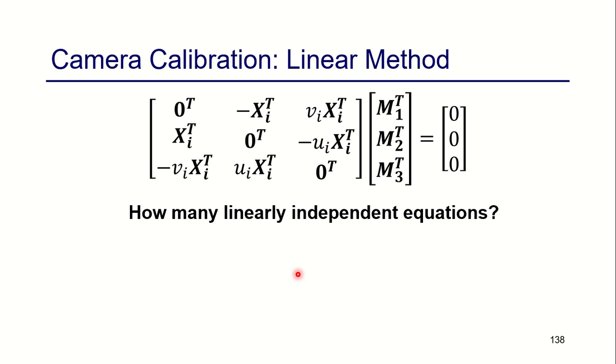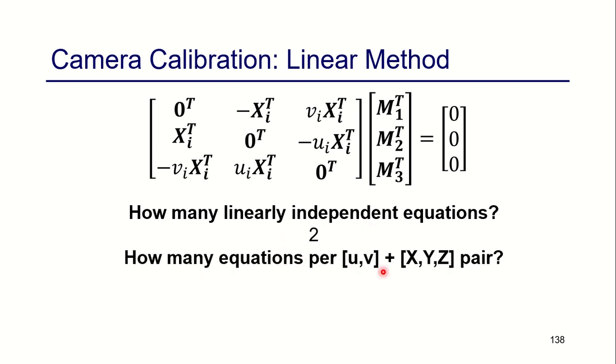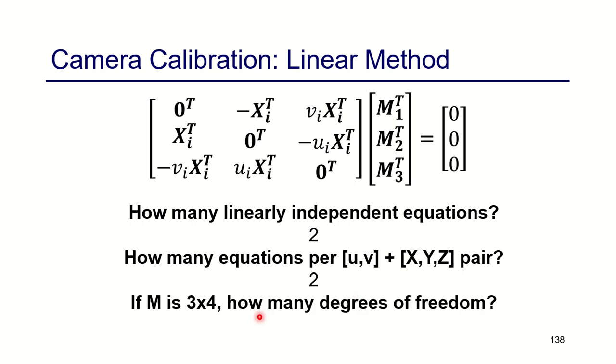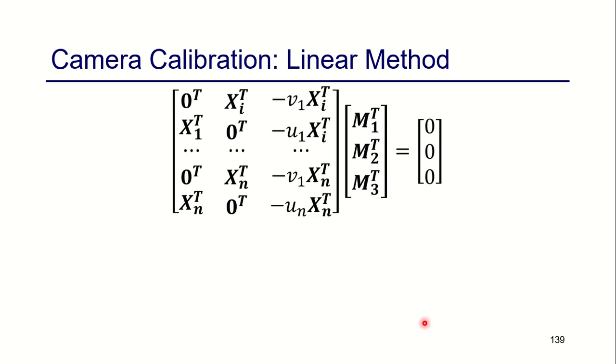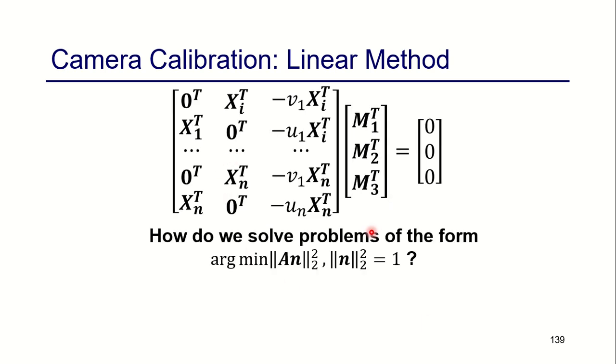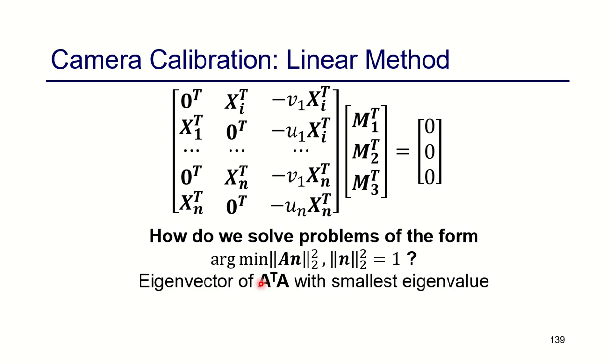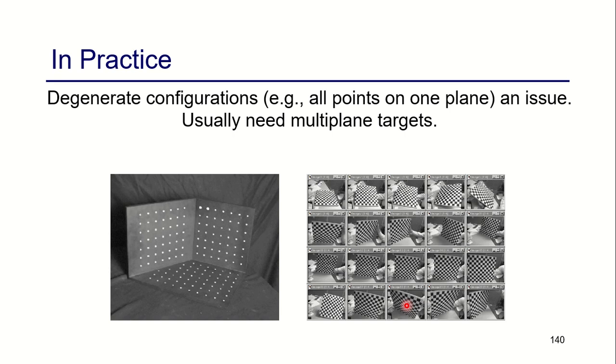This is the linear method. So how many linearly independent equations do we have? 2. And how many equations per u comma v, x y z pair are present? Again 2. So if M is 3 cross 4, how many degrees of freedom do we have? 11 is the degrees of freedom. So this is the matrix, and we solve all this and we get the minimization of these arguments, and the eigenvector of A transpose A with the smallest eigenvalue is calculated. And these functions can degenerate.